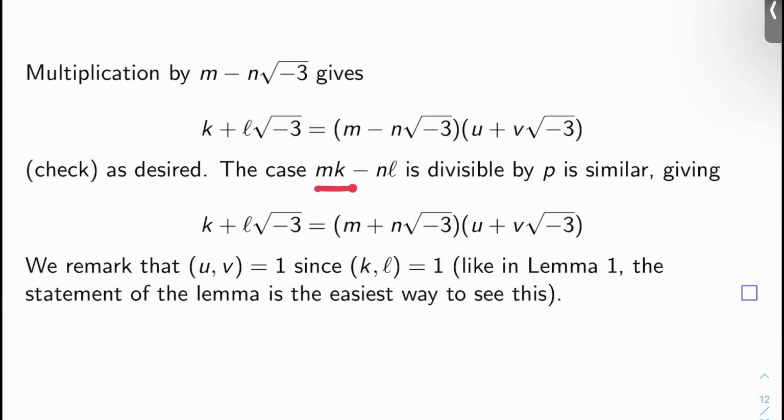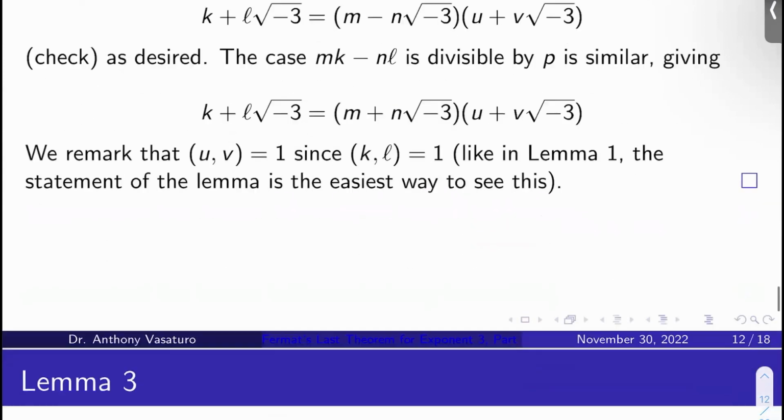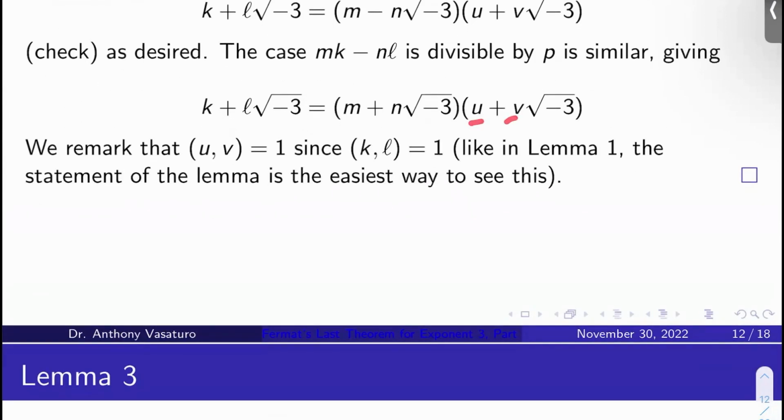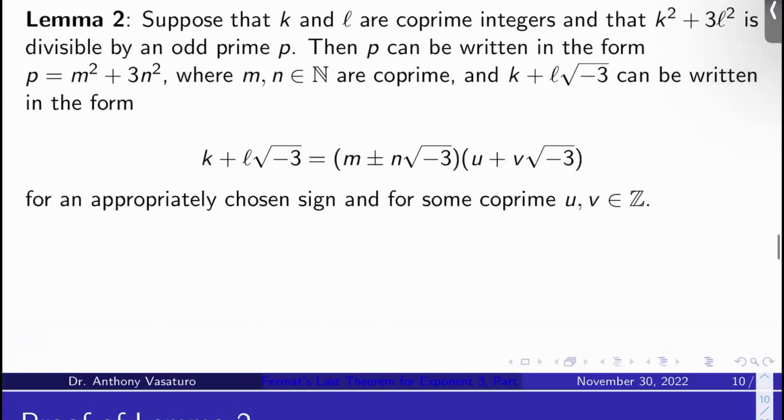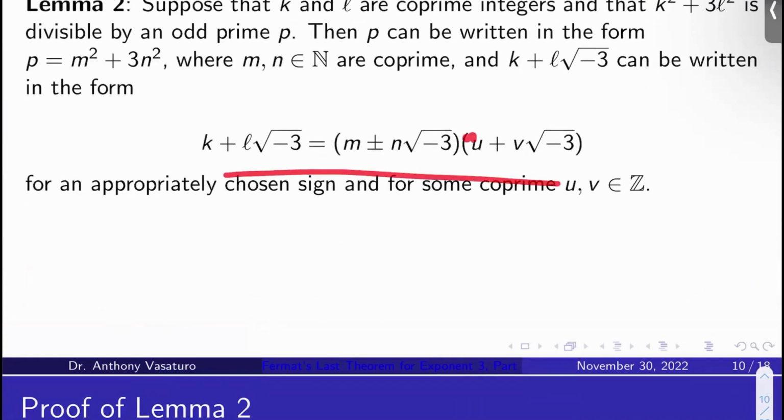The case mk minus nl is divisible by p is similar. It gives you k plus l root negative 3 is m plus n root negative 3 times u plus v root negative 3. The only thing we have to check now is that u and v are coprime, but again, u and v are coprime because k and l are coprime, for the same reason as in lemma 1. Okay, so you have this statement here. If u and v have a common divisor, then so do k and l.